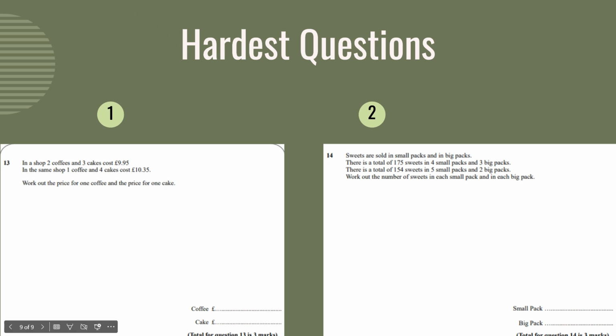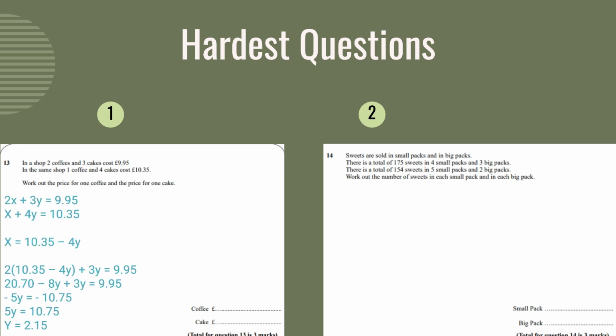So, in our first question, in a shop, 2 coffees and 3 cakes cost £9.95. In the same shop, 1 coffee and 4 cakes cost £10.35. Work out the price for 1 coffee and the price for 1 cake. So here we give coffee and cake variables such as x and y, and it equals the cost. So coffee is given x and cake is y. So 2x plus 3y equals 9.95. In our second equation, x plus 4y equals 10.35.